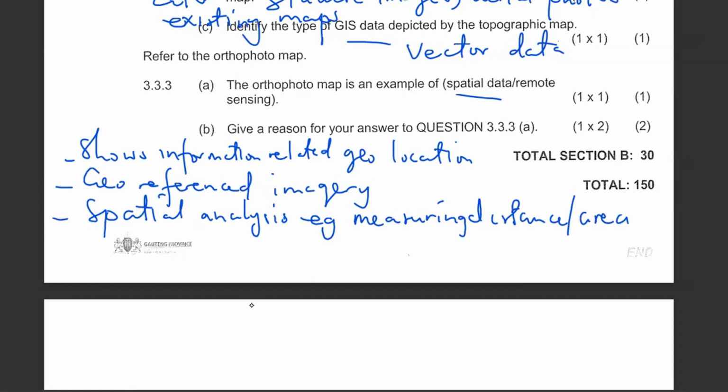But in another sense also, remote sensing is applicable because the information was gathered basically through remote sensing, through satellite imagery. So it's a matter of argument.